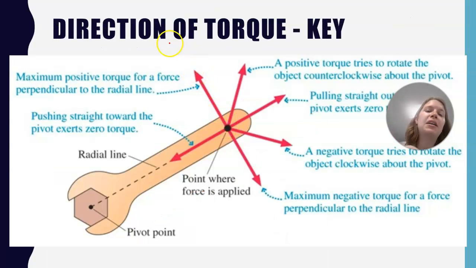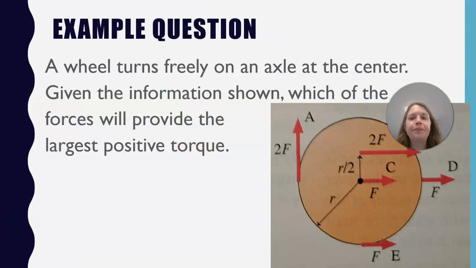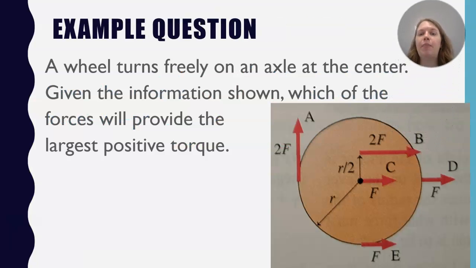So this one would do positive torque because if this was exerted, it would rotate it in the counterclockwise direction. This one would do negative torque, and it would rotate it in the clockwise direction. And then as they go further from the perpendicular, they exert less torque. So let's look at another example question.